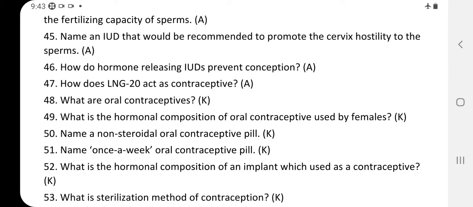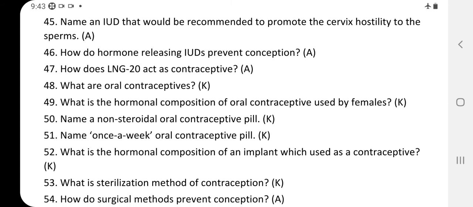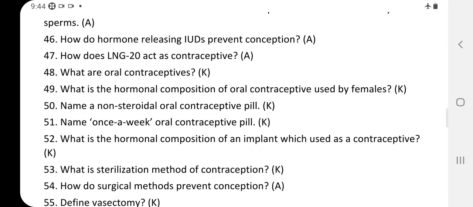48th, what are oral contraceptives? The oral contraceptives are oral administration of small doses of either progestogens or progestogen estrogen combination, which is used by the females. It means the oral contraceptives are the oral pills which are of small doses of either progestogens or progestogen estrogen combination, and these are used by the females.